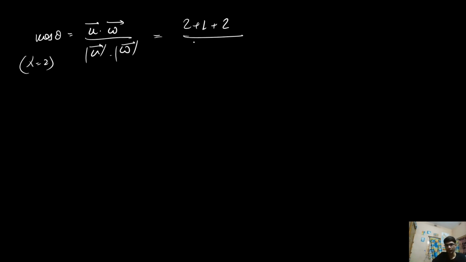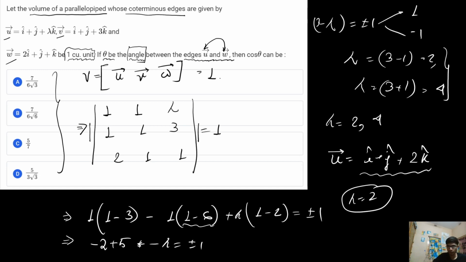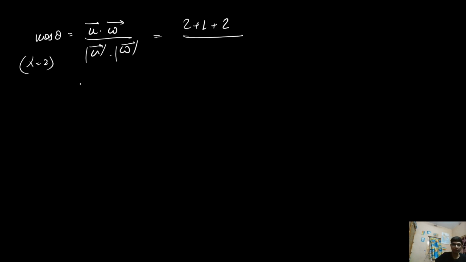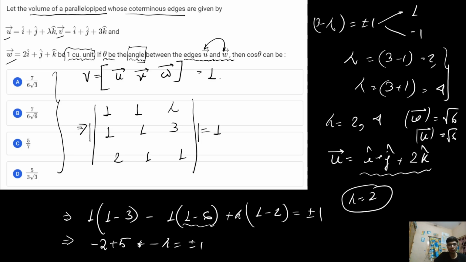So if I compute the modulus of w, the result will be root of 2 squared, that is 4, plus 1 plus 1, that is root 6. Similarly, the modulus of u will be root 6 for lambda equal to 2. So root 6 into root 6 is 6, and from here if you solve, this will be 5 by 6. So the cos theta value will be equal to 5 by 6.